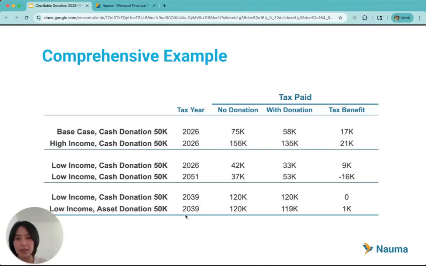And then the last one is lower income, still a little bit lower income, but comparing cash donation versus asset donation. In that one year, 2039, we see a $1,000 tax benefit because we're making an asset donation and we have a low cost basis. This actually affects multiple years, and we're only showing this one year. All right, that's about the case study.